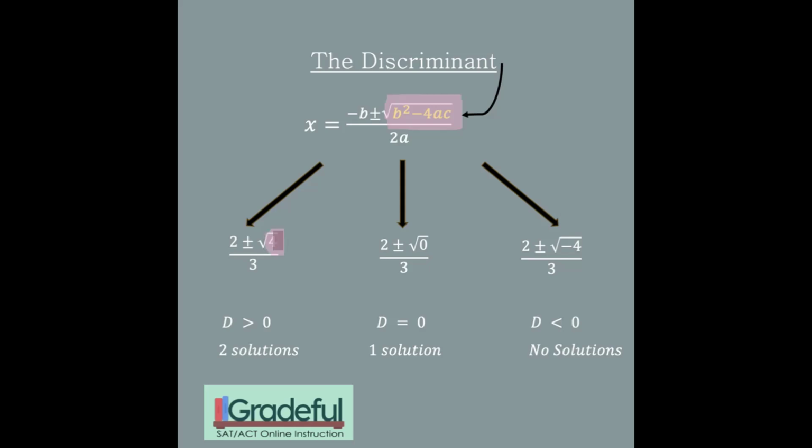And depending on the value you have under the radical, whether it's positive, 0, or negative, that dictates how many solutions you'll have. So for instance, in this situation, if you have a positive under the radical, that's going to result in 2 solutions because you'd have 2 plus a number and 2 minus a number. The answers would be 4 over 3 and 0. So you'd have 2 solutions. If the discriminant is 0, you don't have anything to add or subtract, so the answer would just be 2 over 3. There'd be 1 solution. And a negative under a radical is not allowed in math, so when the discriminant is negative, you have no solutions.